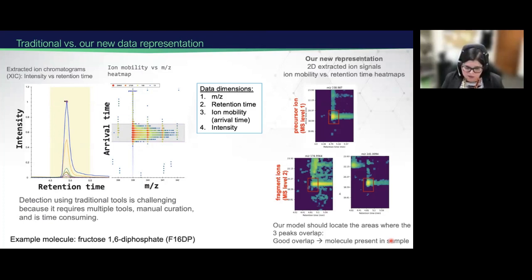To utilize deep learning algorithms for image analysis, recognition, and object detection in images, we need to create a representation of our raw data in a suitable format. On the left, we have the traditional representation based on chromatograms or heat maps of these 4 dimensions. What we are doing is extracting these 2-dimensional ion signals. For a given mass, we can represent the retention time and the mobility in a single image. We can do that for the fragments and the precursors. Basically, in the areas where we see that they align, it means that the molecule is present in the sample.